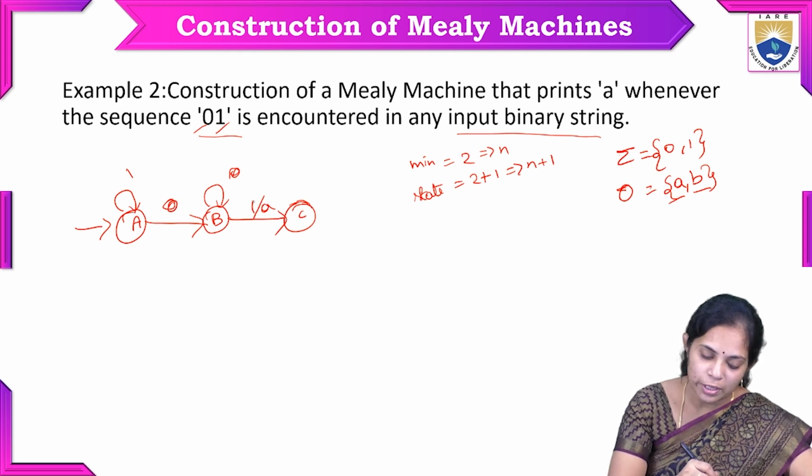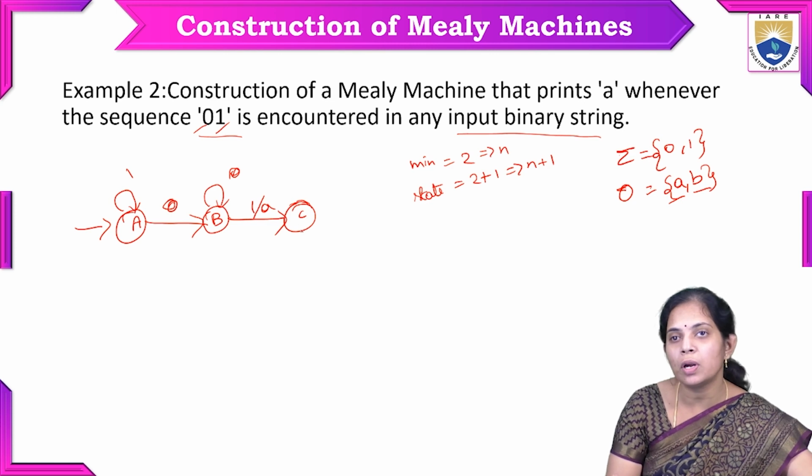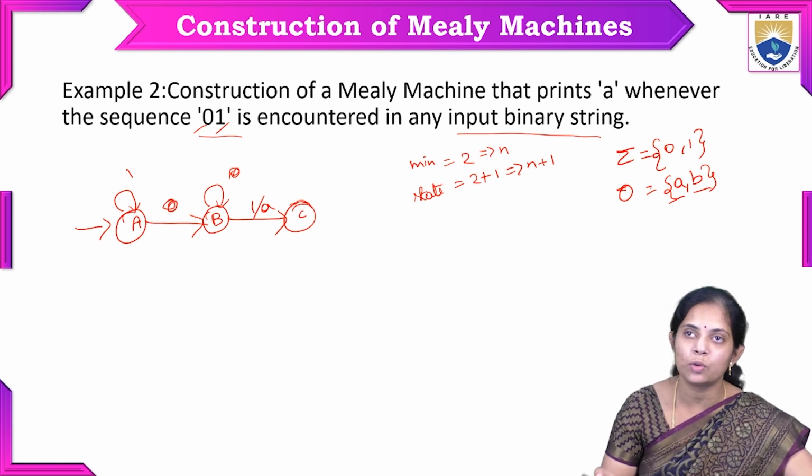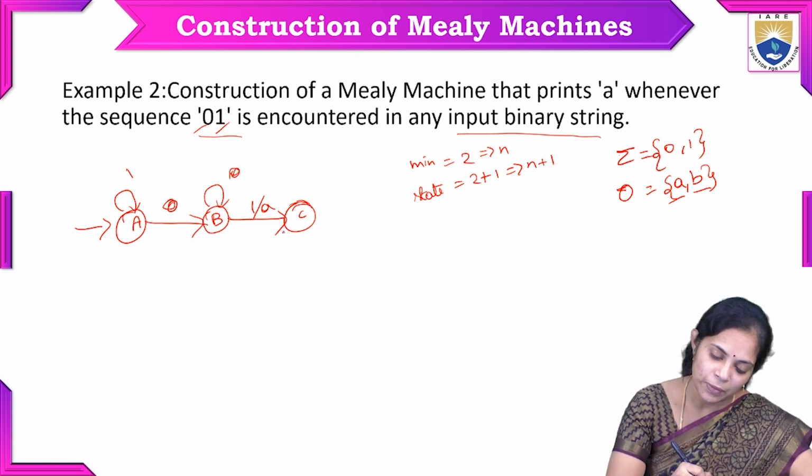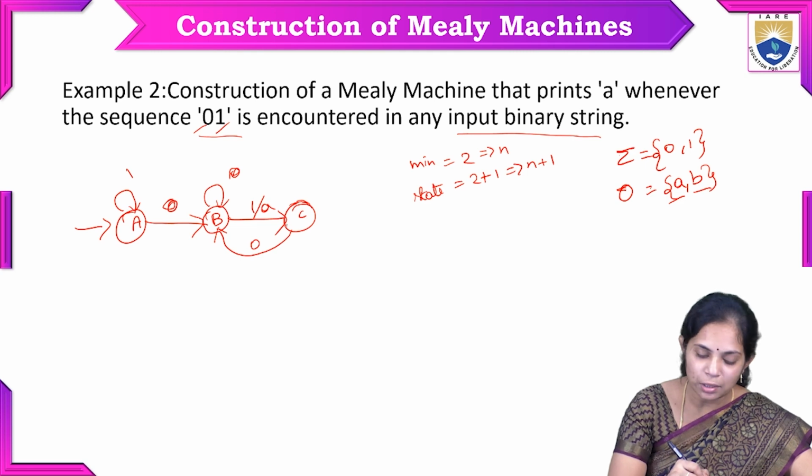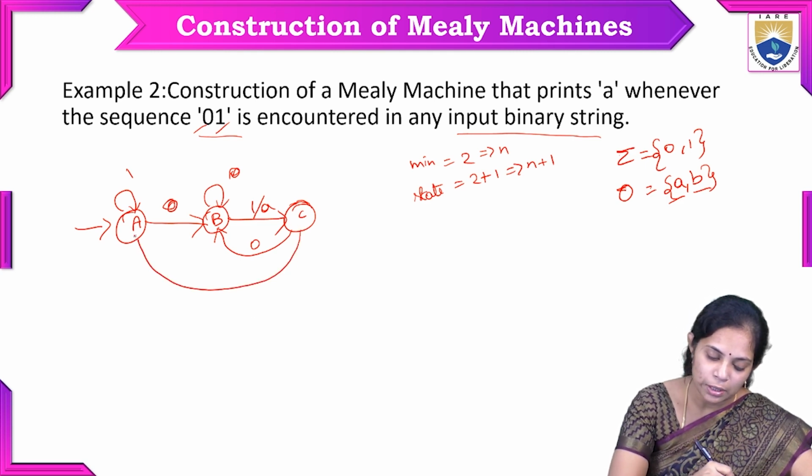And here we already have 0 and 1. And from C, if you give 0 and 1 as an input symbol, where is it going from the state C? If you give 0 from the state C, it will reach B. And if you give 1 as an input symbol, it will reach A. Why? Because if you encounter 0 here, it will go like this.